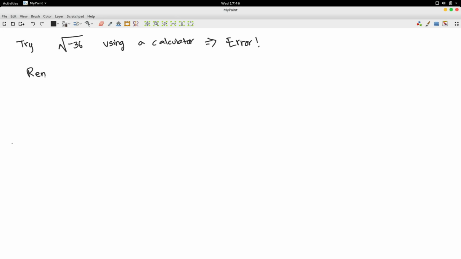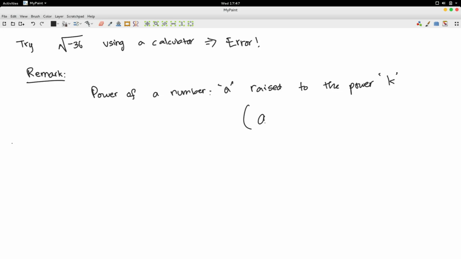So the take-home idea here is the power of a number a raised to the power k. So the power of a number is a raised to the power k. We write it as a raised to k.